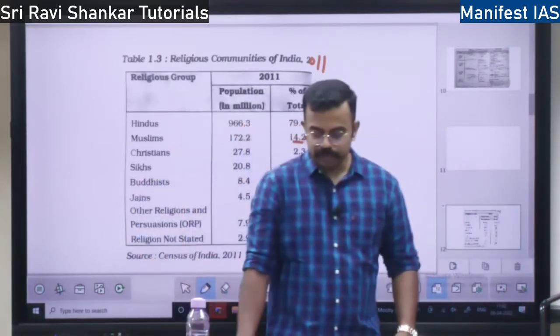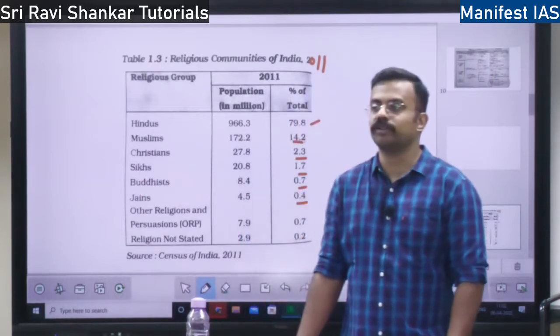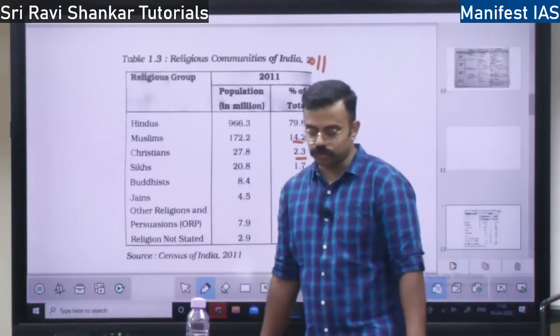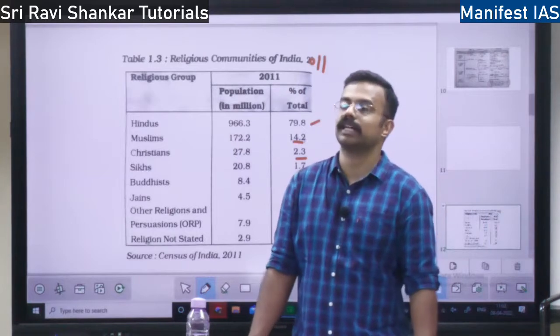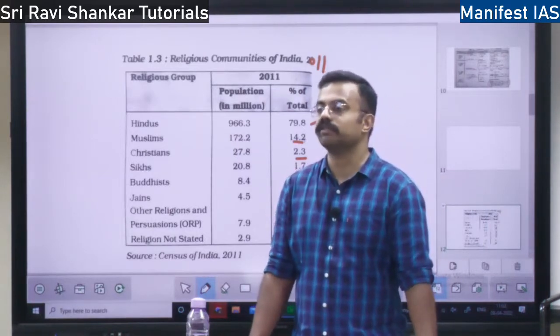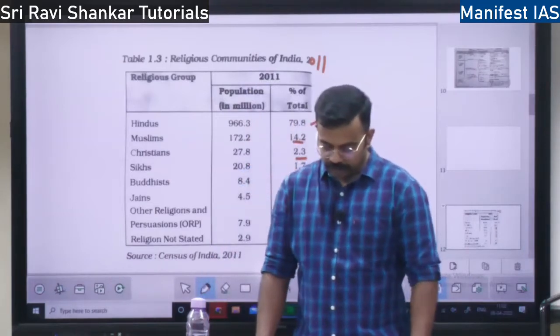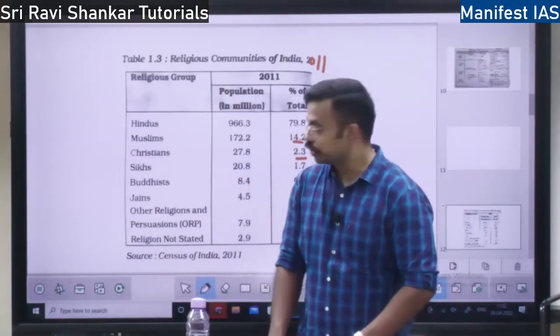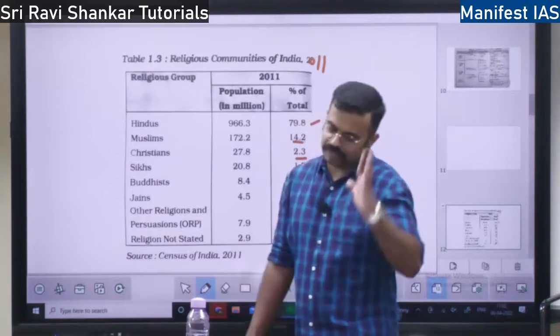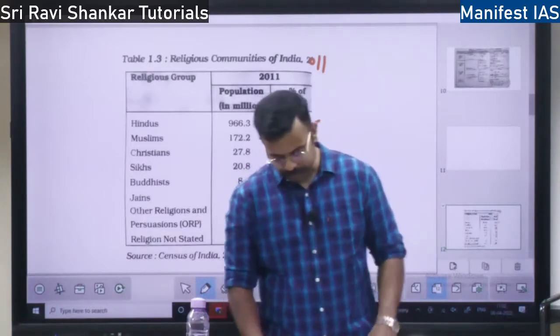Jains and Buddhists are the smallest group. Where do you find them? You will find them in the Rajasthan, Gujarat, Maharashtra region because they are majorly traders, always involved in the money market, right? Okay, this is about the religious composition of India. This is not very important, just a broad idea is more than sufficient.